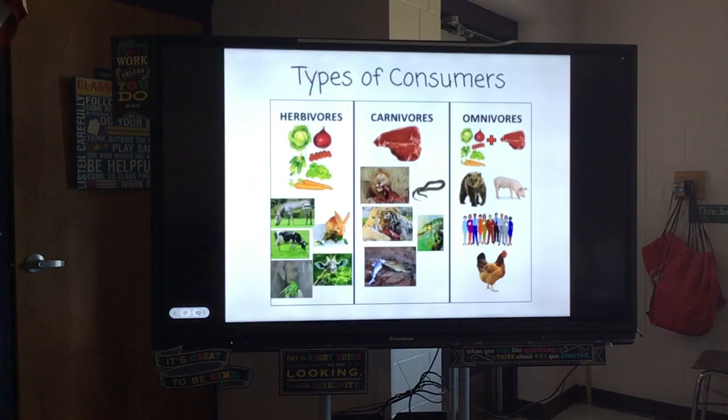All right, so different types of consumers. We have herbivores, carnivores, and omnivores. What do herbivores only eat? Okay, so herbivores are only plants, no meat. All right, what about carnivores? They're only meat eaters, and then omnivores, Leah? Not just plant eaters, but omnivores? Like the last picture. They eat plants and meat.